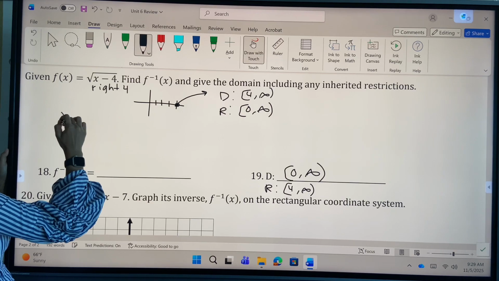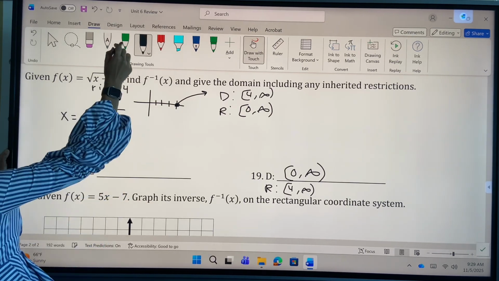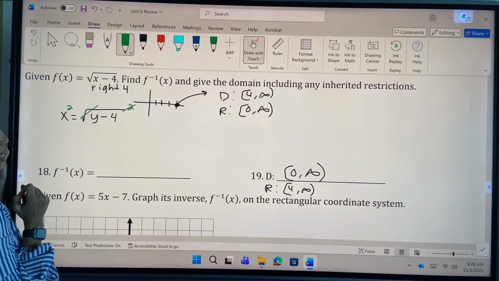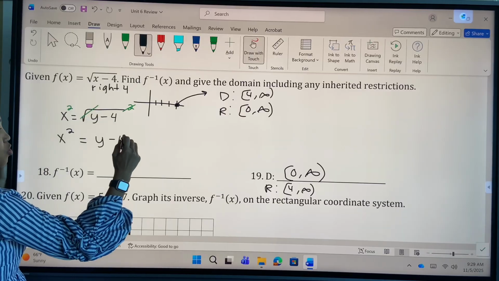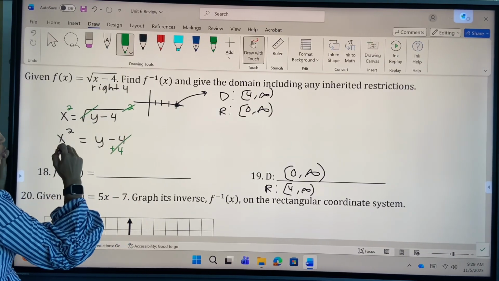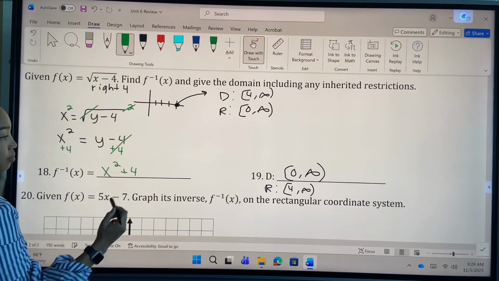Now, if you want to find the inverse, you swap x and y. So we're going to do x equals the square root of y minus 4. So you're going to square both sides. The square root and the squared cancel out. You're left with x squared equals y minus 4. The last thing you do is add 4 to both sides. So your answer is x squared plus 4.